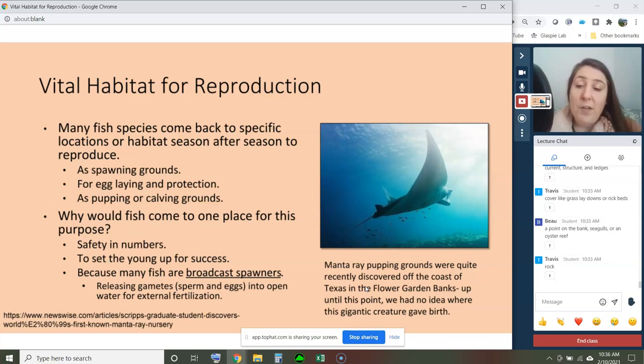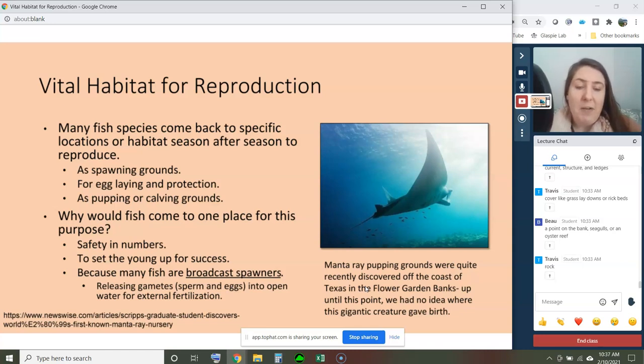And then finally, fish might come together because many fish are broadcast spawners. And so they release gametes like sperm and eggs into open water for external fertilization. So they have to be in the same area. They have to be in a big aggregation if they are going to be successful in reproducing. And many, many fish do this.